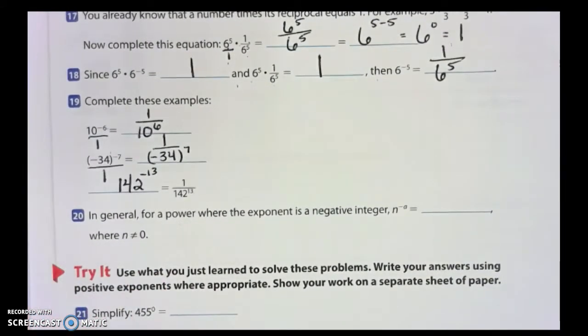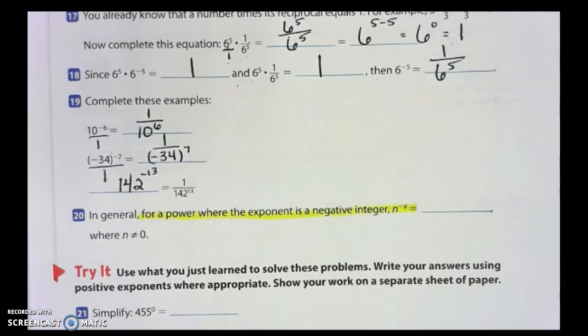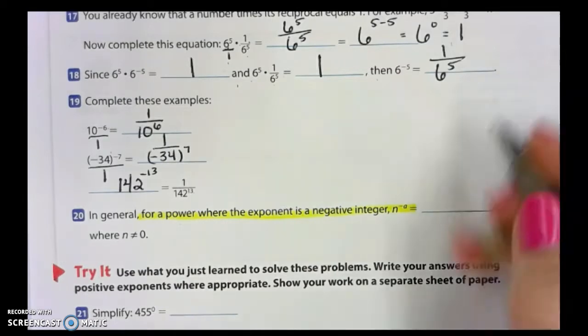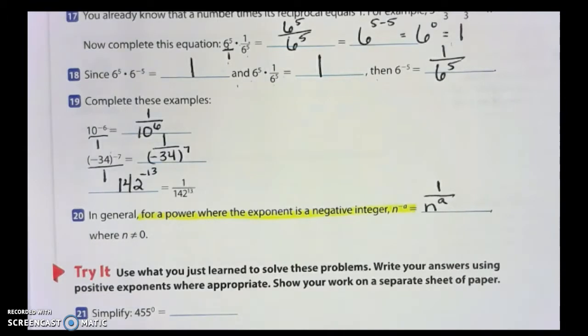And then number 20 gives you the rule. In general, for a power where the exponent is negative, n to the negative a becomes 1 over n to the positive a as long as the base is not 0.